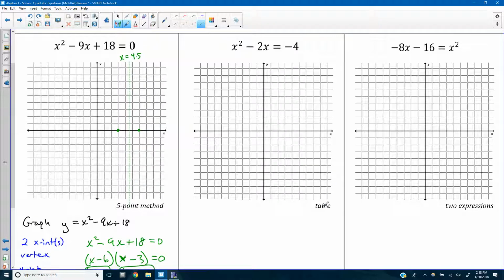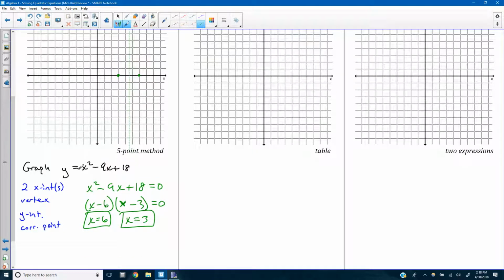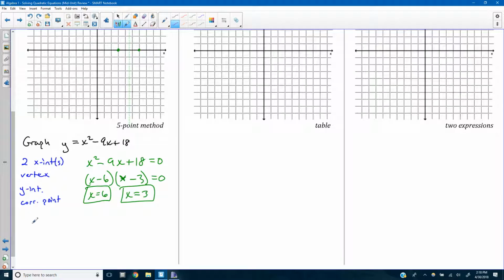When I do this problem here, you're going to see a different way for me to find my vertex for sure. So the x value of my vertex is 4.5. Where is the y value? Well, I'm going to take my equation and substitute 4.5 in for x to figure out what the y value is. This is the one and only calculation I'm going to have to make in this problem. So 4.5 squared minus 9 times 4.5 plus 18.